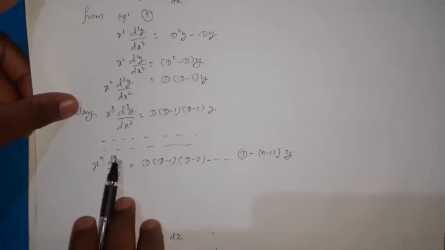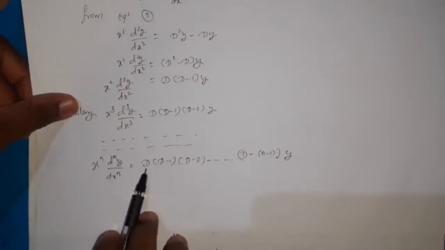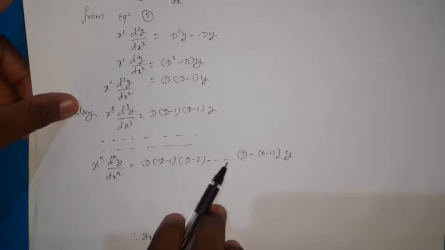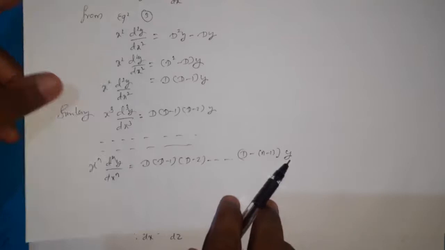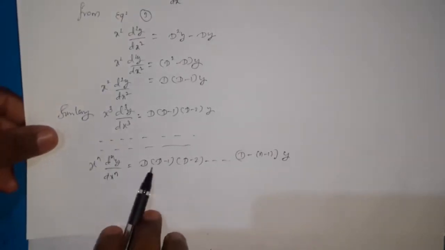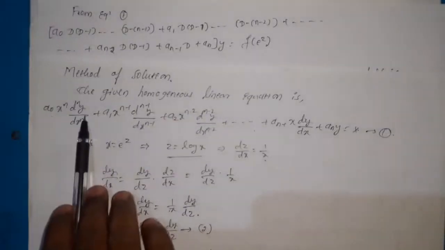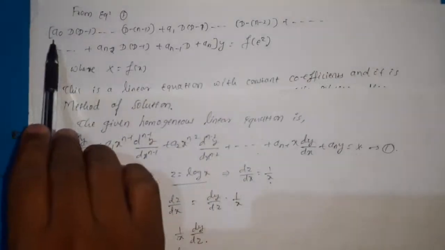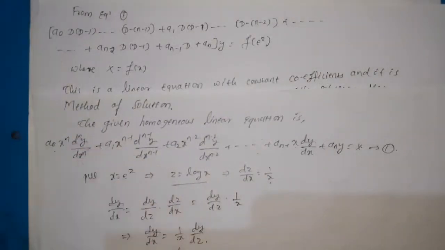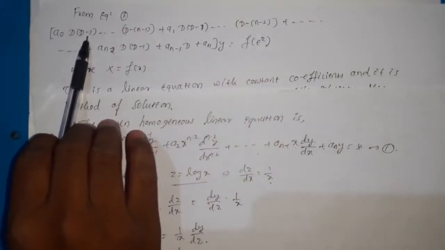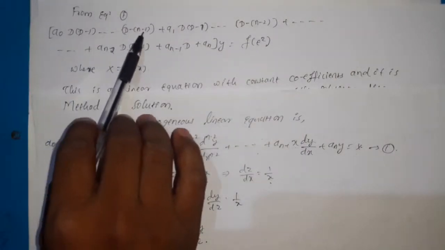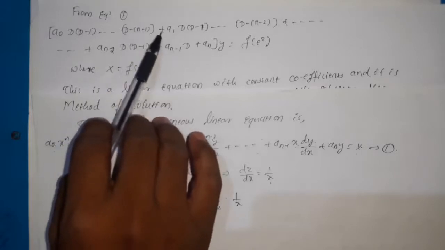Here we have the result for that: x^n d^n y/dx^n equals D(D-1)(D-2)... (D-(n-1)) y. So let us substitute this here. Then we get a0 as it is, because we have not considered the constant term in the simplification: a0 D(D-1)(D-2)... (D-(n-1)) + a1.